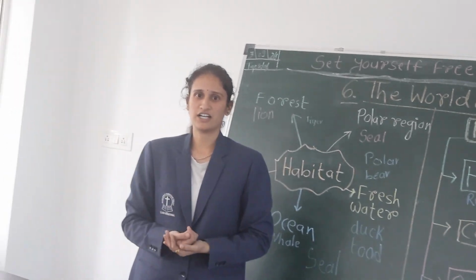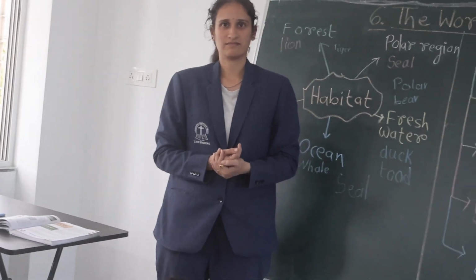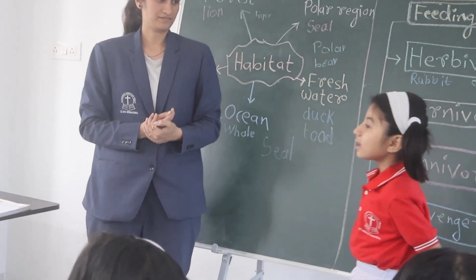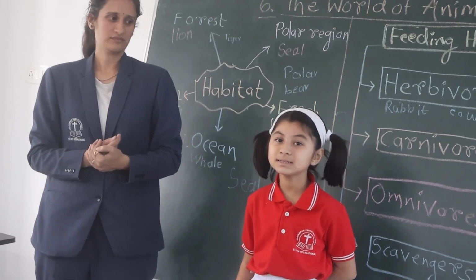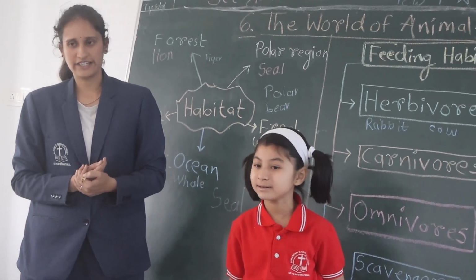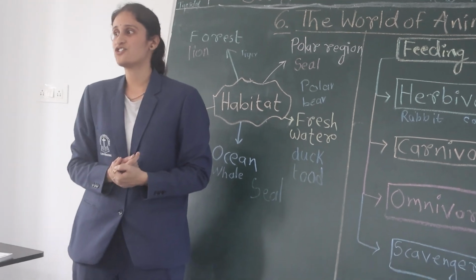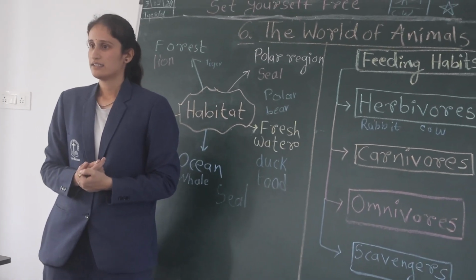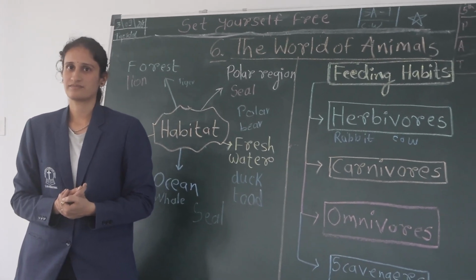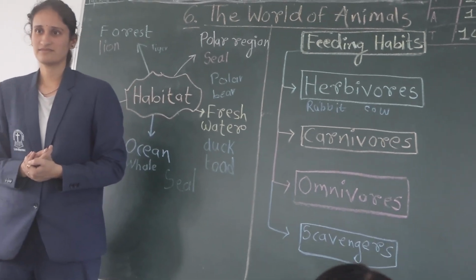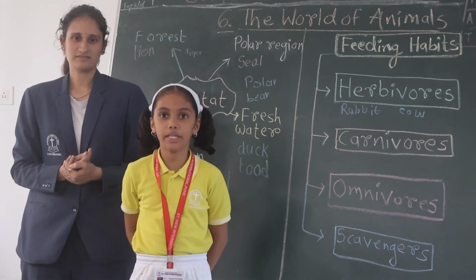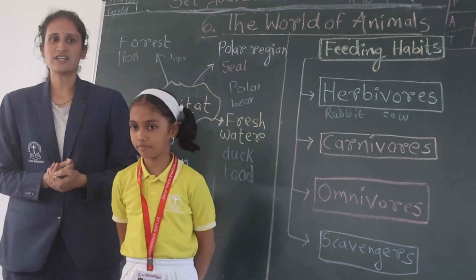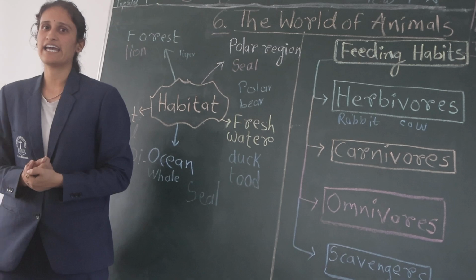Now carnivorous. Carnivorous definition from Manasvi. Carnivorous are those animals like lion and tiger. Okay. Carnivorous definition, can anyone tell? Shravanjali. Carnivorous eat only meat and fish. Carnivorous are the animals who eat only meat and fish.